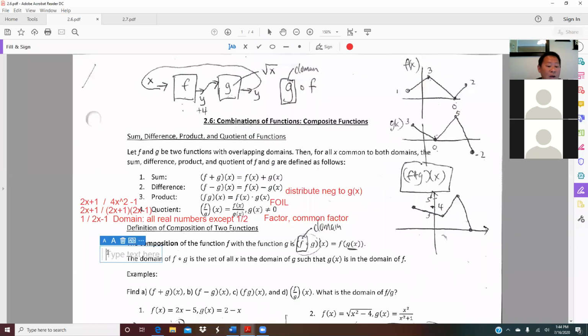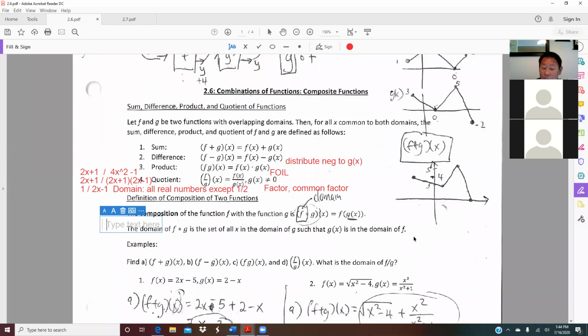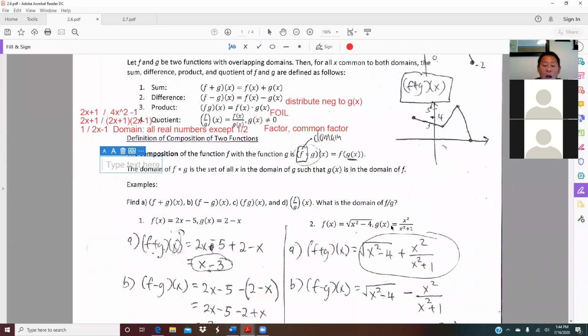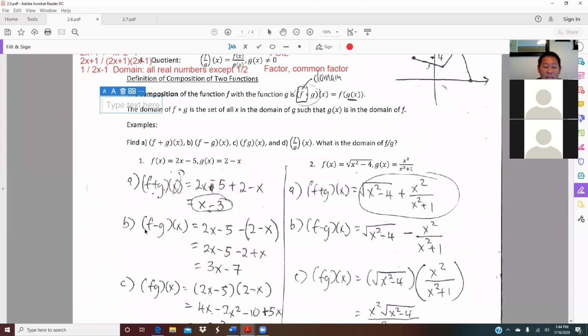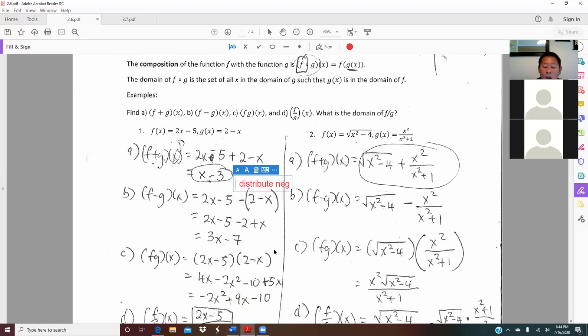So make sure you guys know what to do here because it's very important. Right? Let's do question 2 because question 1 is very straightforward. The only thing I want to point out in question 1 is B here, when you subtract f minus g. This is the one that I told you about, distributing the negative. So you have to take the negative and distribute it to the 2 and the negative x. So a lot of students forget to distribute that. That is the problem here.